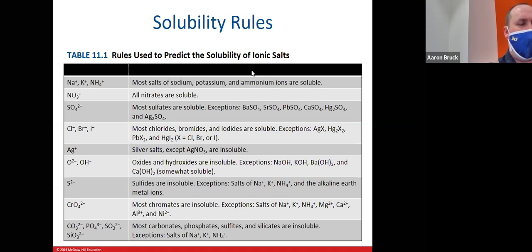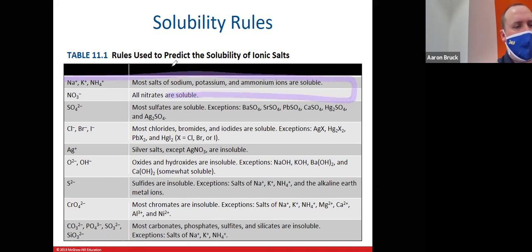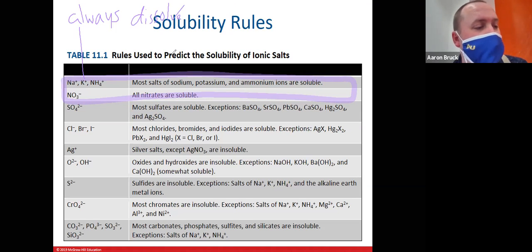The first category, given by these top 2 lines, these ones always dissolve. Now you look at what's in there and you say, okay, I could see that. Sodium salts, potassium salts, ammonium salts, nitrate salts. It's not listed on here, but acetate salts tend to fall into this category as well. If I look at my ionic compound and I look at its chemical formula and I see one of those ions in it, you can rest assured that it is going to dissolve in water.